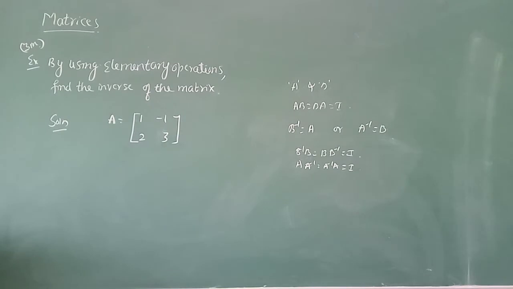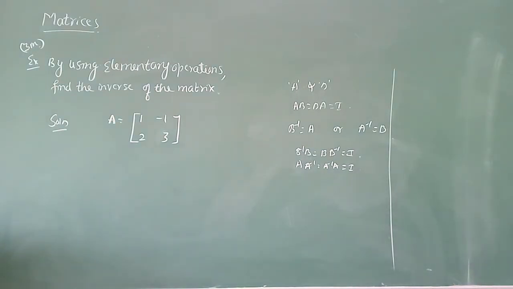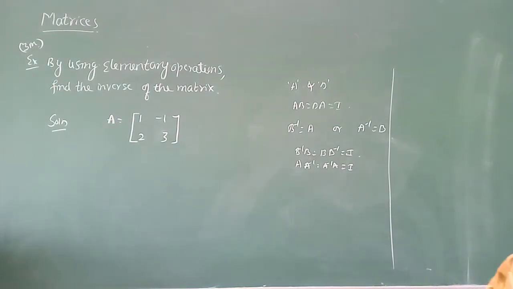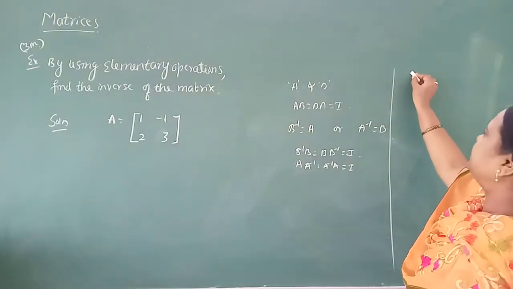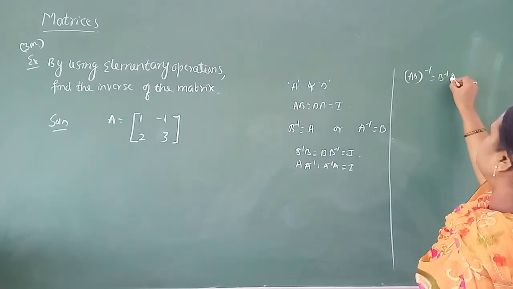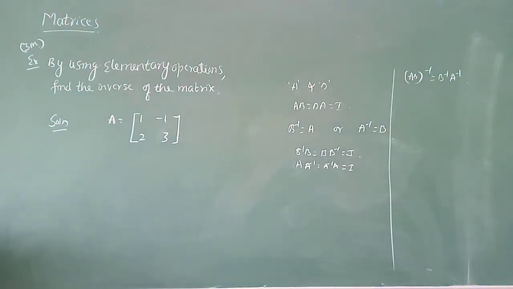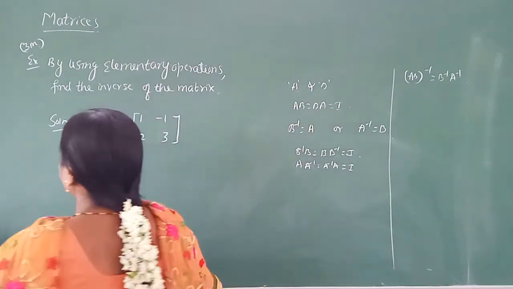And also we proved that the inverse of an element exists and it is unique. Another theorem is if A and B are invertible matrices of the same order, then the inverse of AB is B inverse A inverse. We proved this. And next, elementary row transformation of the matrix.